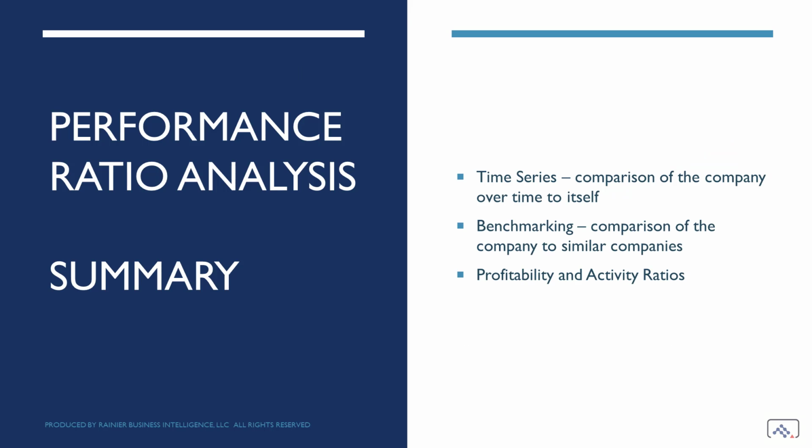In this chapter, we considered the normalized performance of the existing company in the historical periods and compared to comparable companies. Profitability and activity ratios help us understand the key drivers of business operations.